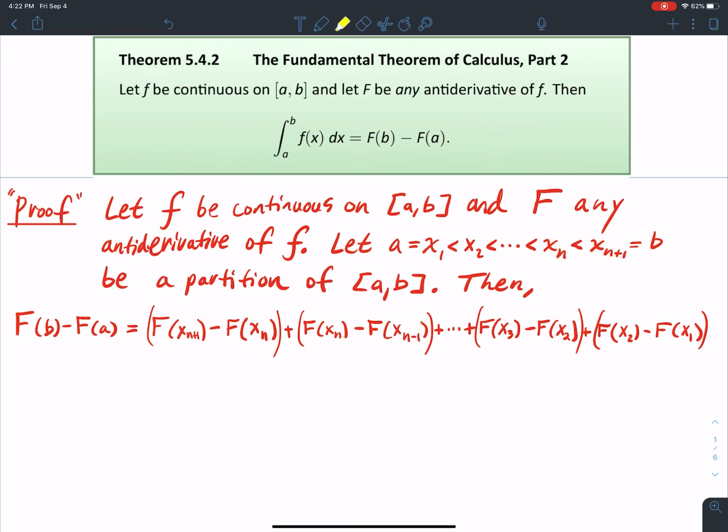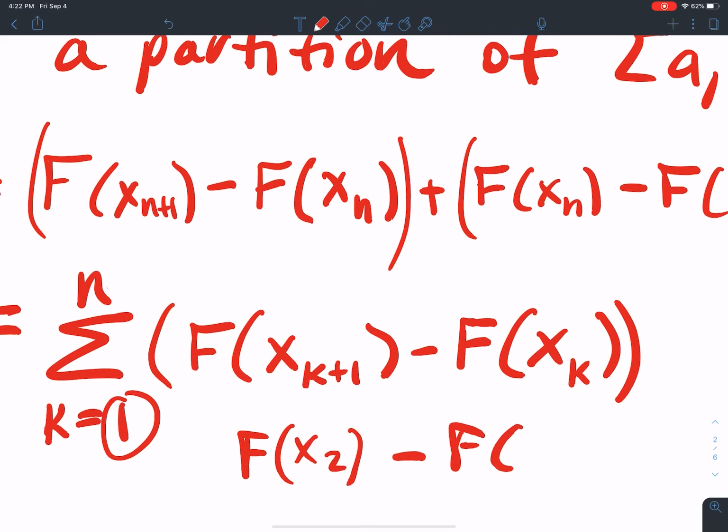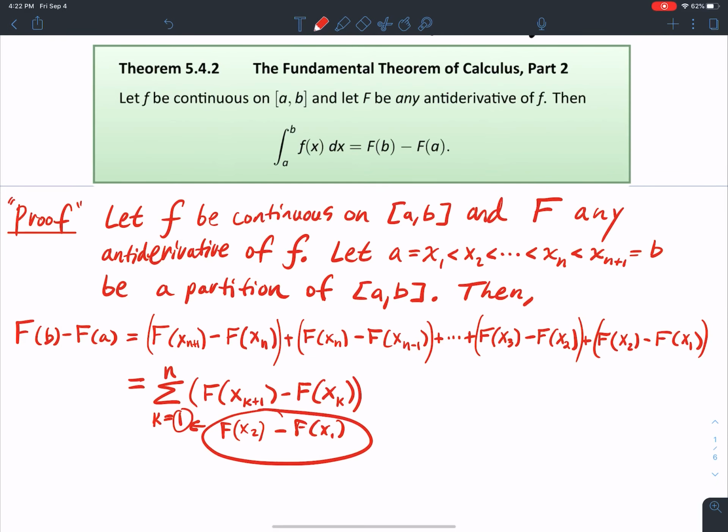Okay, so I'm going to rewrite this. Instead of having to write all that out and then the dot dot dots, I'm going to rewrite it as a sum from k equals 1 to n. So the lowest one I have is a 1, and then I have F of x sub k plus 1 minus F of x sub k. That way, if I plug in a 1 here, that gets me x2 here, minus F of x1 there, because k starts at 1. Okay, so that's my first one right there.